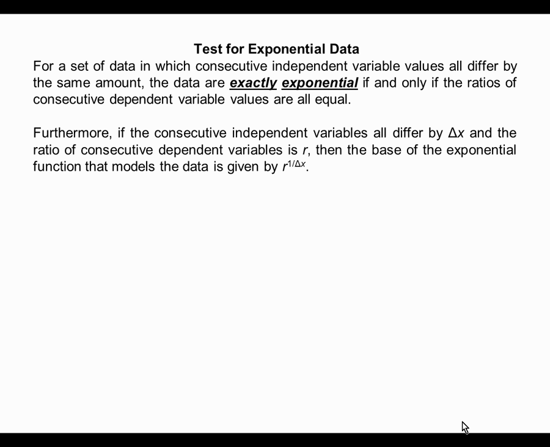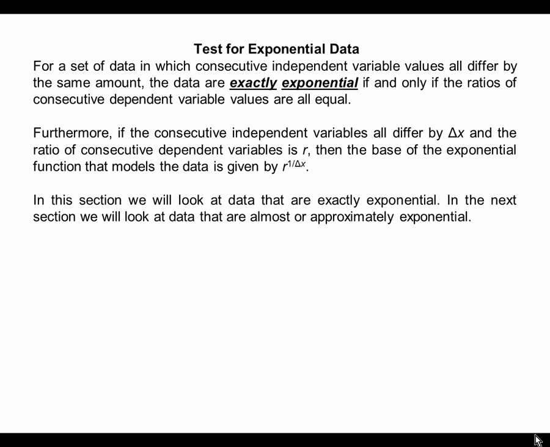Now, furthermore, if the consecutive independent variable values all differ by delta x, and the ratio of consecutive dependent variable values is r, we're using r for ratio, then the base of the exponential function that models the data is given by r raised to the 1 over delta x power. That's basically the growth factor, or the decay factor if it's decreasing. Remember, here r stands for ratio. In this section, we will look at data that are exactly exponential. In the next section, which would be 4.4, we'll look at ones that are approximately exponential.